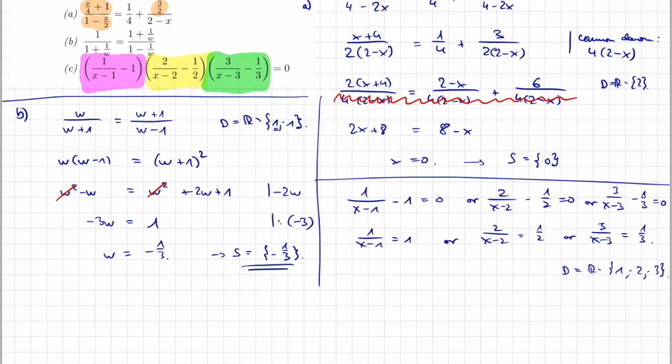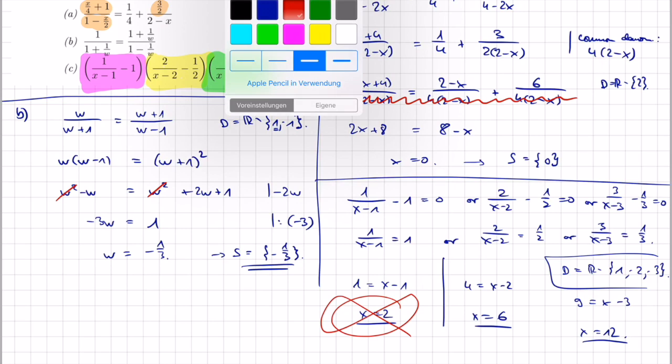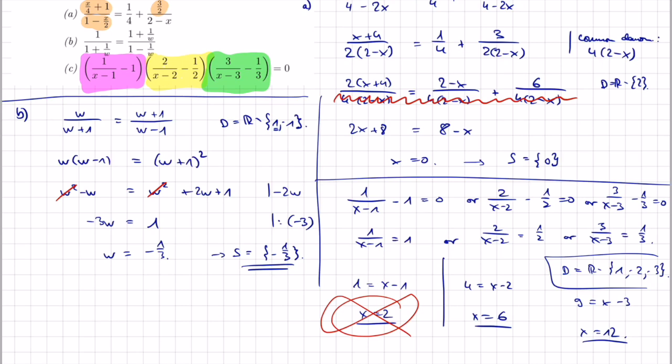When we multiply away the denominators, we get 1 equals x minus 1, so x equals 2. In the second equation, we get 4 equals x minus 2, so x equals 6. And in the third equation, we get 9 equals x minus 3, so x equals 12. But be careful of these three. One solution is extraneous. So we get 6 and 12.